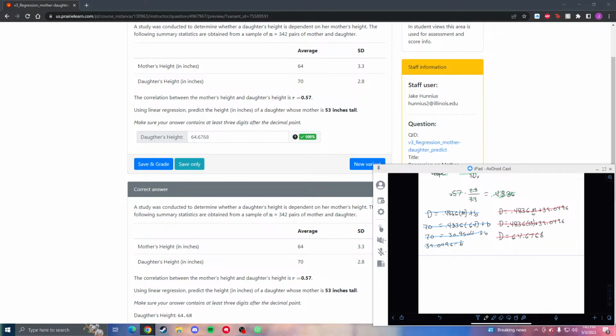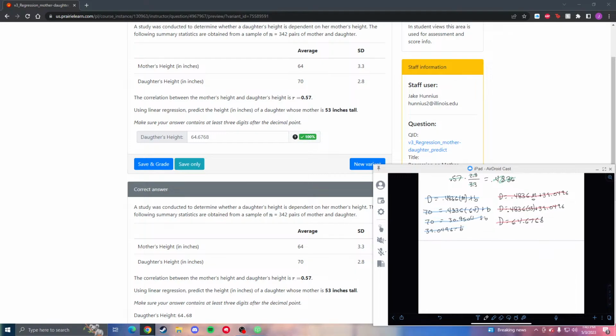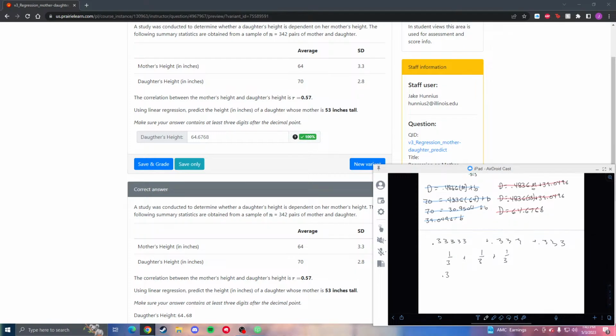Typically you don't want to round till the end. That's just because if you were to round 0.33333, a bunch of threes repeating, and then you add them together, you get 1, because that's 1/3 plus 1/3 plus 1/3. But if you rounded early, you would get 0.3 plus 0.3 plus 0.3, which is equal to 0.9. So that's typically why you want to use as many decimal places as possible until the very end of your calculations.